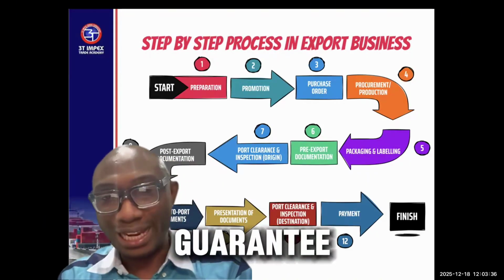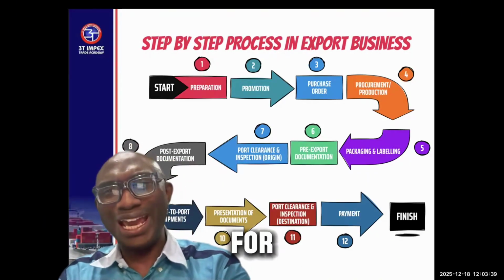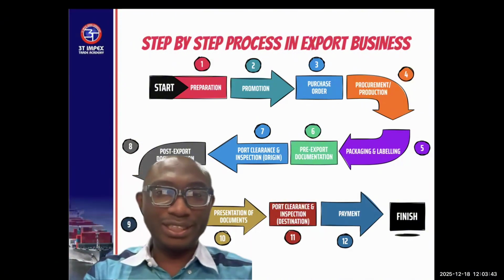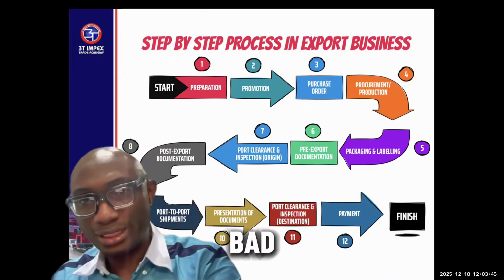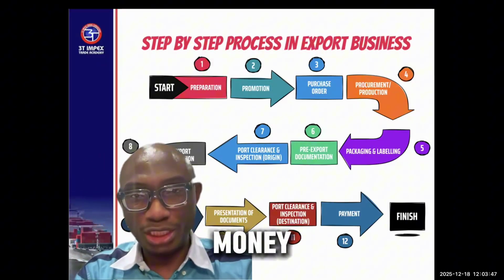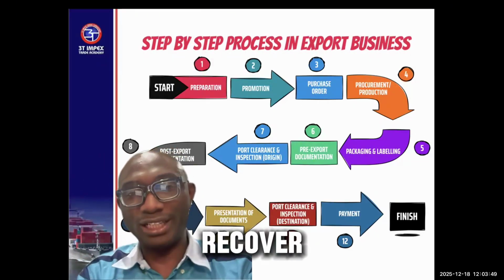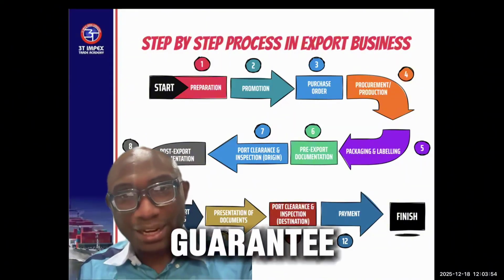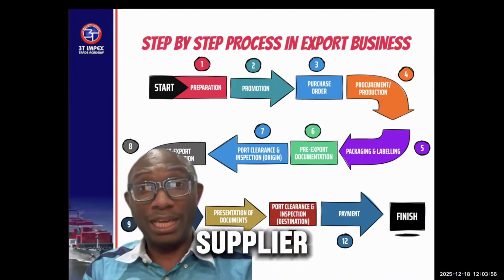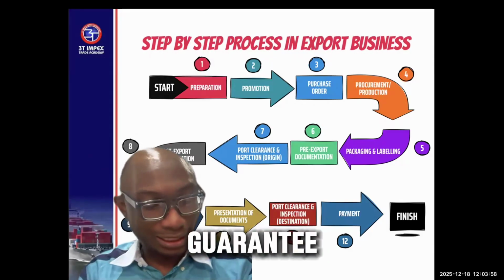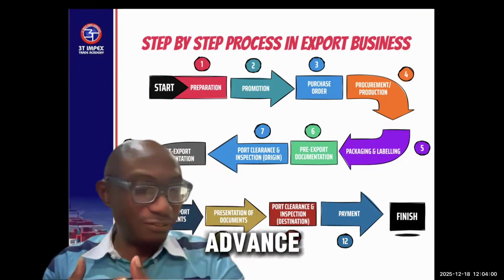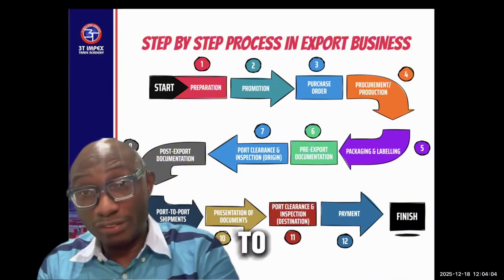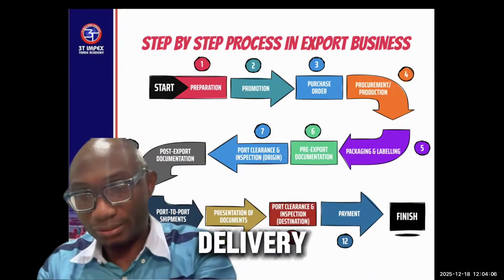The idea of guarantee is to ensure that if for any reason the good is not delivered, or if for any reason the quality of the good is bad, you can recover the money you have given them, and recover the cost you have incurred. So you can use a payment guarantee if the supplier has money to deliver, to guarantee his payment. You can use an advance payment guarantee if the supplier does not have money but can deliver, and you need to give him money to be able to do the delivery.